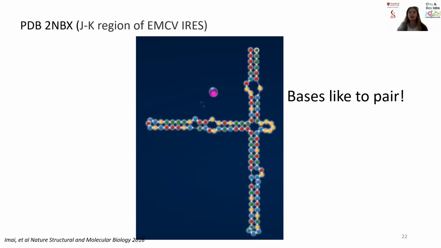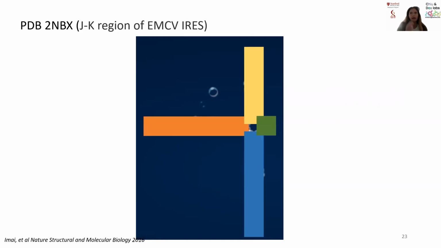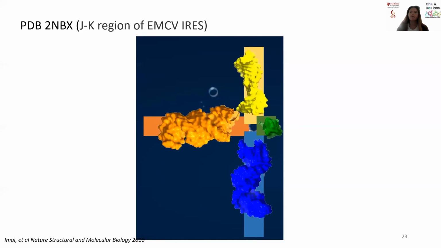And this we can get from the fact that we know bases like to pair, so this is the base pairing pattern. But let's start to think about what this may look like in 3D. The first thing is we know all these are helices. So we're going to have an orange, a yellow, and a blue helix, and then a little green loop over here. Great, we know that, but how do they actually fit together in 3D space?